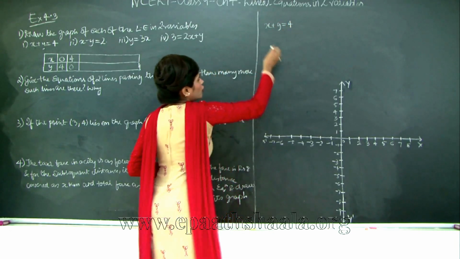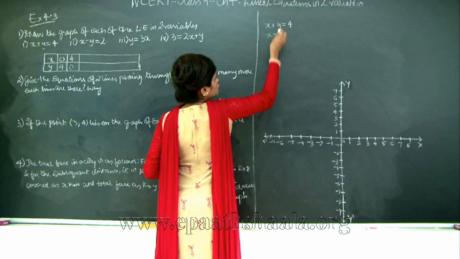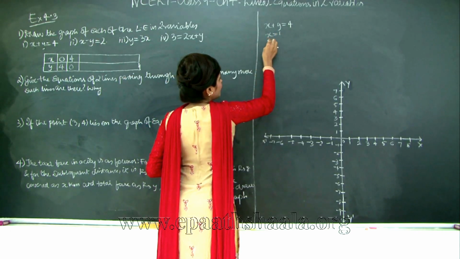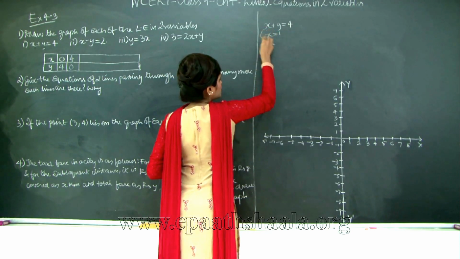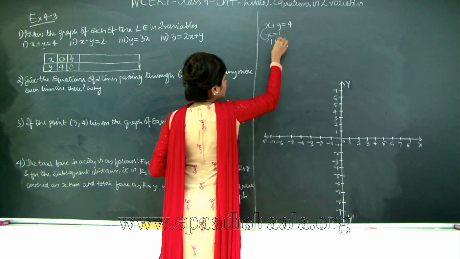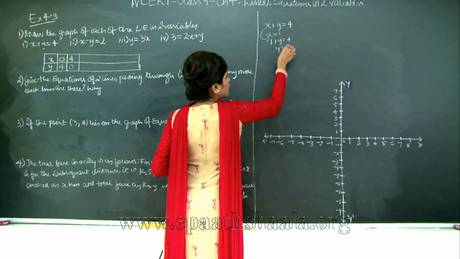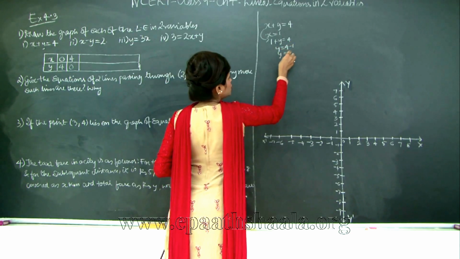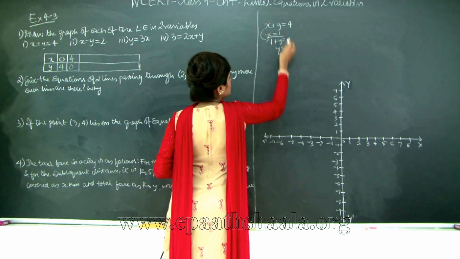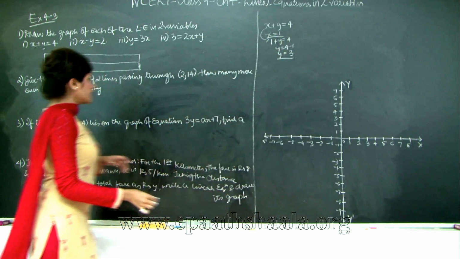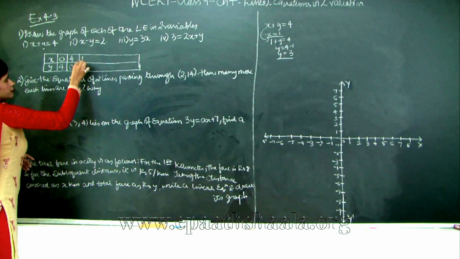And I will take the value of x is equal to 1. So let us see what is the value of y. If x is equal to 1, my equation becomes 1 plus y is equal to 4. Therefore, y is equal to 4 minus 1. Therefore, y is equal to 3. So when x is equal to 1, y is equal to 3. I am just going to write this over here.